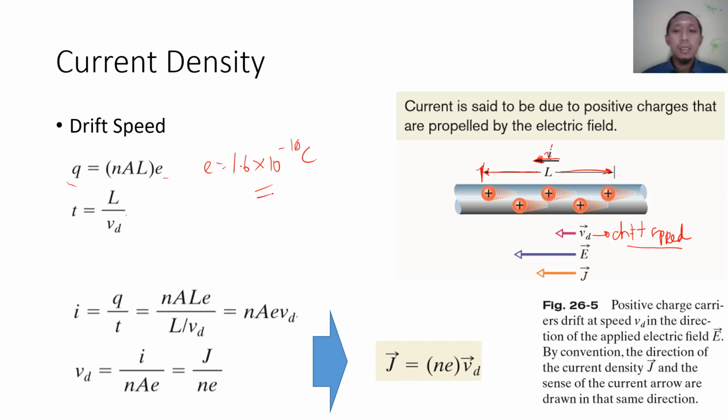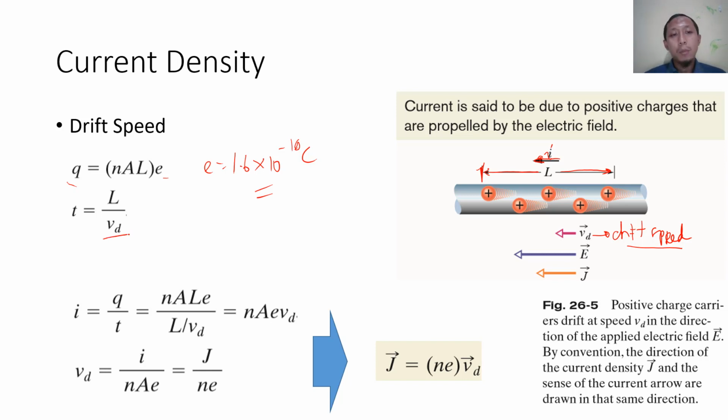And t, or the time, is L per Vd. It's a common idea in our daily life: velocity is equal to distance per time. So the time is equal to L, where L is the distance and Vd is the drift speed. So we can get it like this.